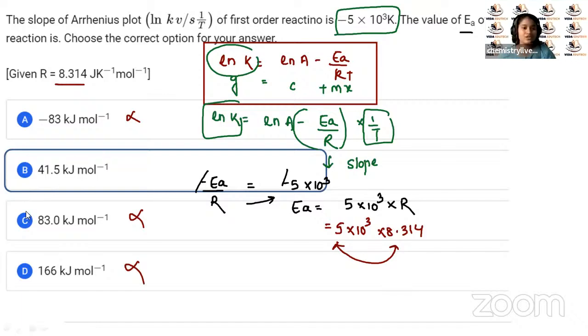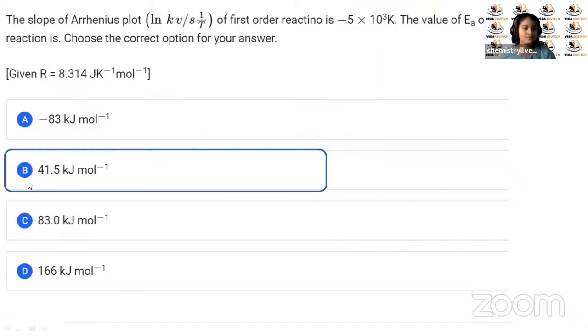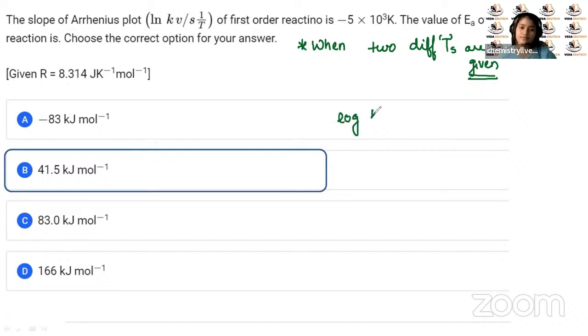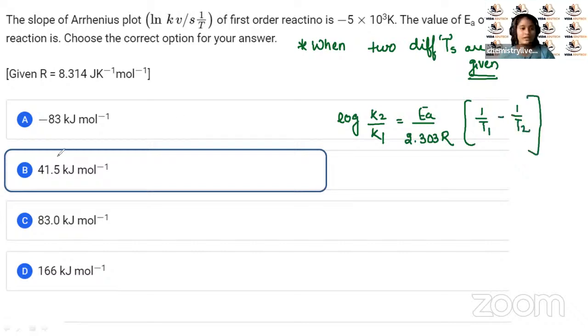Now there's one more equation that we all need to know. When two different temperatures are given, what is the Arrhenius equation changed to? It is log K2 by K1 is equal to EA by 2.303 R, 1 by T1 minus 1 by T2. This is going to be your Arrhenius equation.